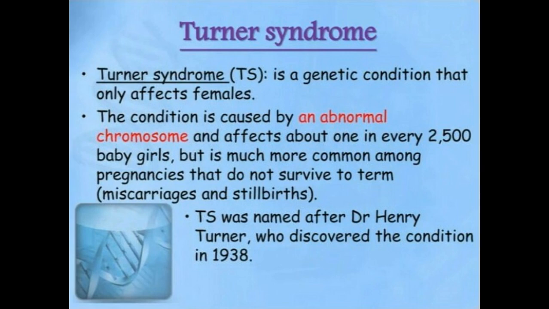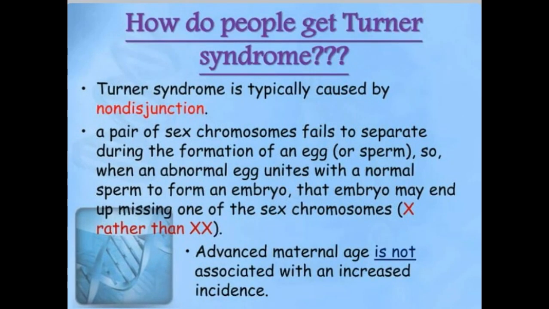Turner syndrome is a genetic condition that only affects females. The condition is caused by an abnormal chromosome and affects about 1 in every 2500 baby girls, but is much more common among pregnancies that do not survive to term, miscarriages and stillbirths. TS was named after Dr. Henry, who discovered the condition in 1938.